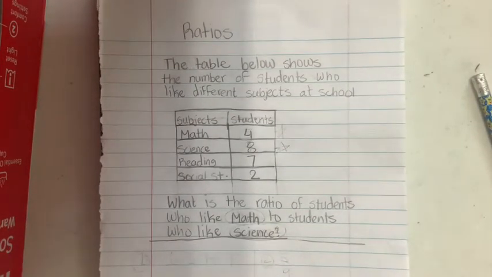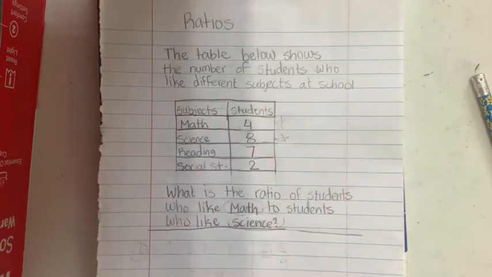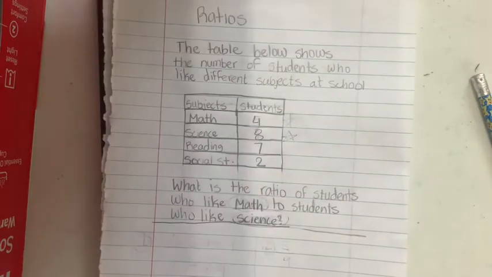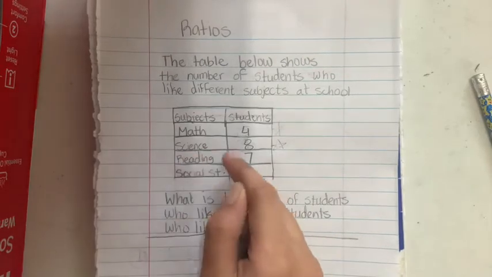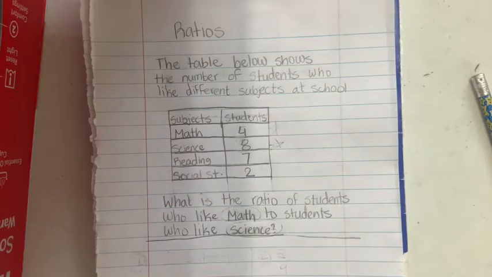The table below shows the number of students who like different subjects at school. So here we have two columns. The first column shows subjects and the second column shows students who like those subjects. Subjects: math, science, reading, and social studies. I just read an abbreviation here so I don't have to write the whole thing because I don't have much space. And the students who like those subjects: for math, 4 people like it, science, 8, reading, 7, and social studies is 2 people. What is the ratio of students who like math to students who like science?